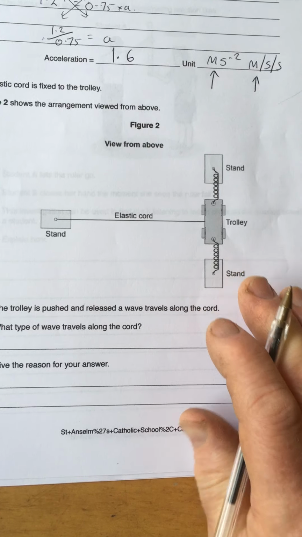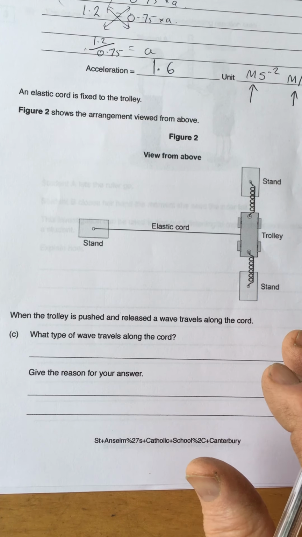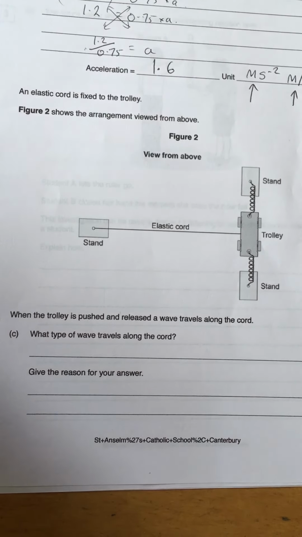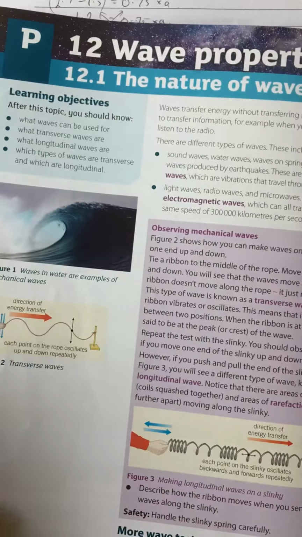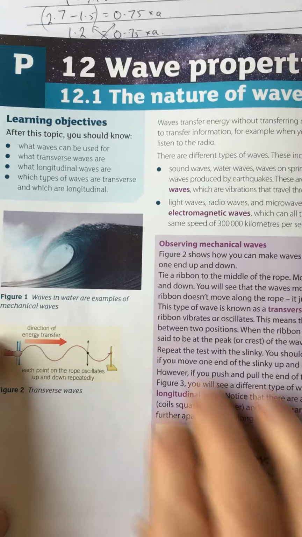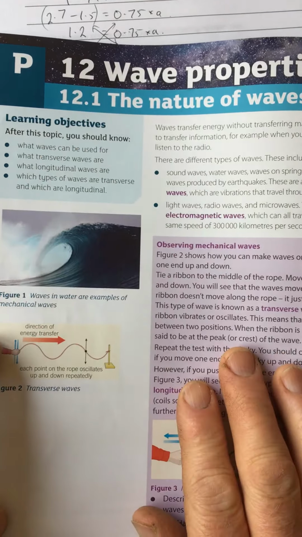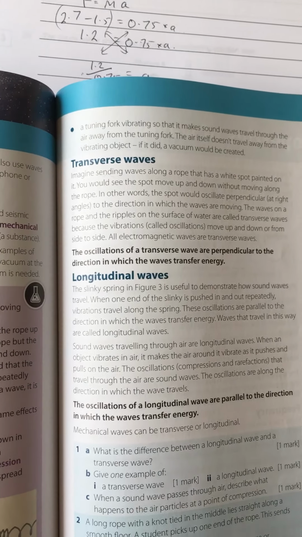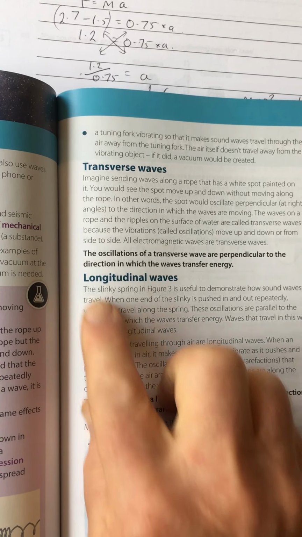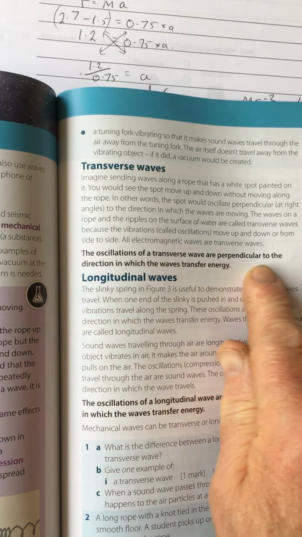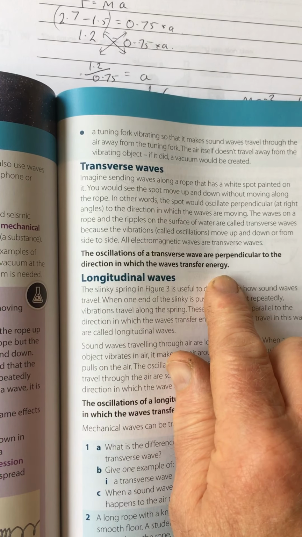Now the next part of the question is a little bit unfair because you've not covered this work exactly, and I'm going to refer you to a page in the textbook in case you want to look this up. You're going to have to come across this work soon, and this is waves. It's the start of chapter 12, on page 175 of the textbook: transverse waves. Oscillations of a transverse wave are perpendicular to the direction in which the wave transfers energy. Sounds like gobbledygook until you come to this question.